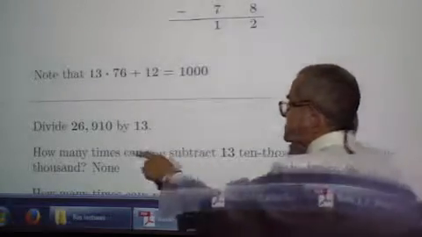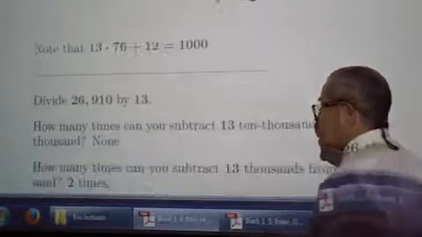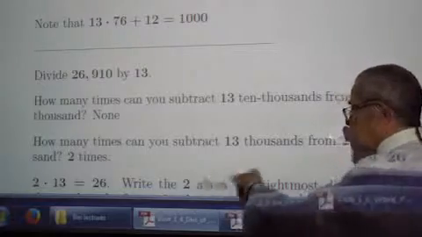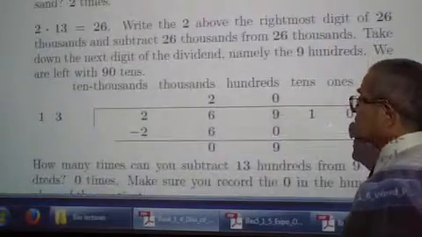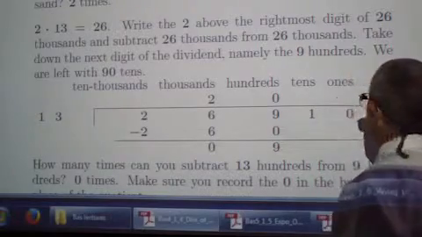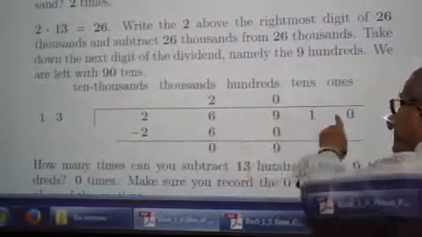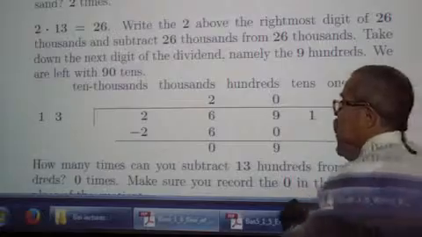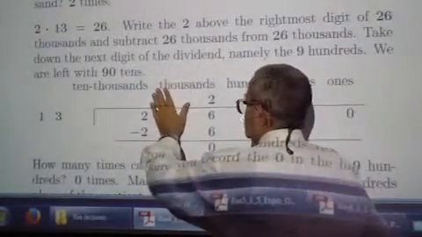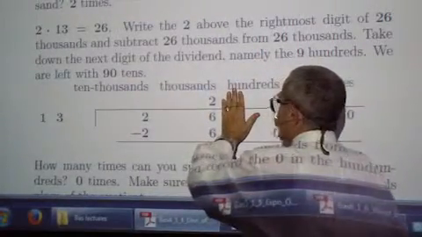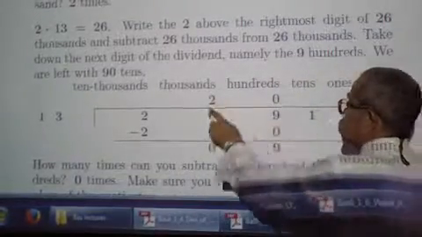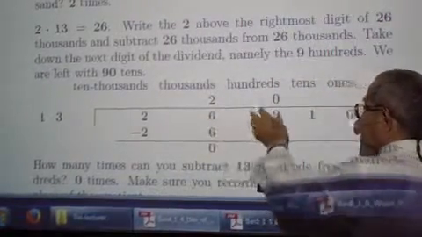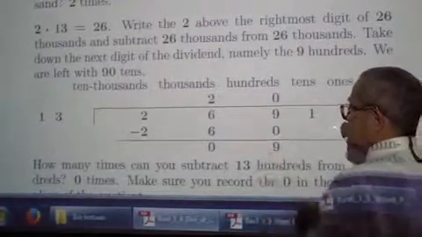Divide 26,910 by 13. Again, I give you some hints here. The real part is here. We wanted to divide 26,910 by 13. How often does 13 go into 2? It doesn't. Into 26 it goes twice. We have not touched these 3 positions yet, so we're working with 1,000. We'll bring these other positions down later on.